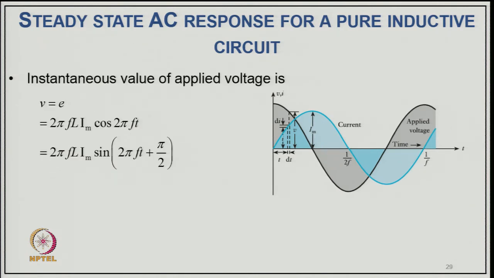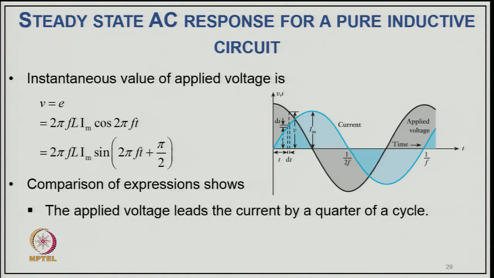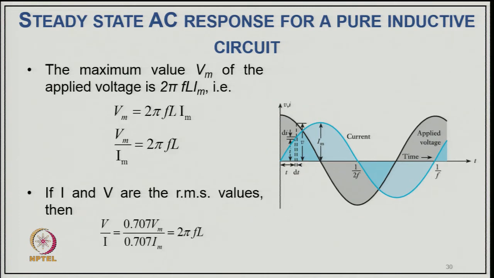So, the instantaneous value of applied voltage, you can call it V, equals E, and that is 2 pi f L I m into cos 2 pi f t, and that is equal to 2 pi f L I m sin in bracket 2 pi f t plus pi by 2. Comparison of the expressions shows the applied voltage leads the current by a quarter of a cycle.